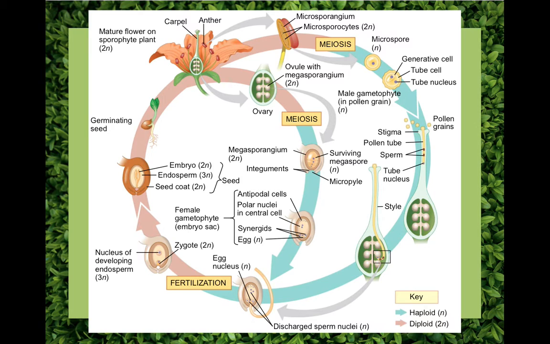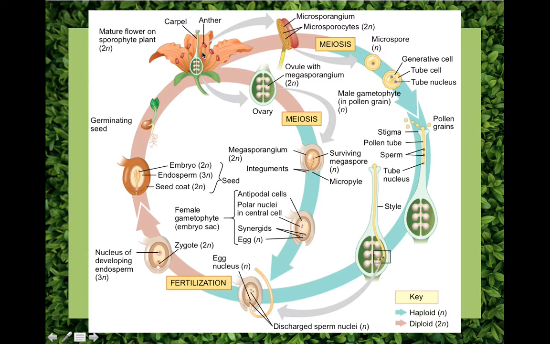This is the life cycle of a typical flowering plant with a dominant sporophyte and a much reduced gametophyte. All right, so we have heterospory, which means we've got two different sized spores, but they're both produced on the same plant and totally dependent on that parent sporophyte to be produced.